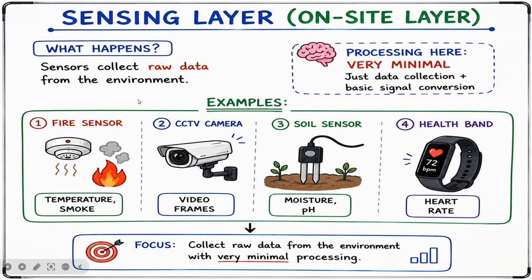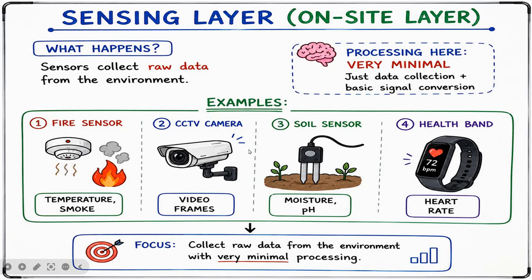Now some examples for this. First is the fire sensor. This sensor detects the temperature and the presence of smoke or harmful gases, and it continuously monitors the environment and generates signals when values exceed a threshold. Only basic threshold checking happens in the processing, that is, if the temperature crosses the limit, it converts the sensed heat or smoke into electrical signals, and it does not decide if it's a real fire emergency. That happens in higher layers.